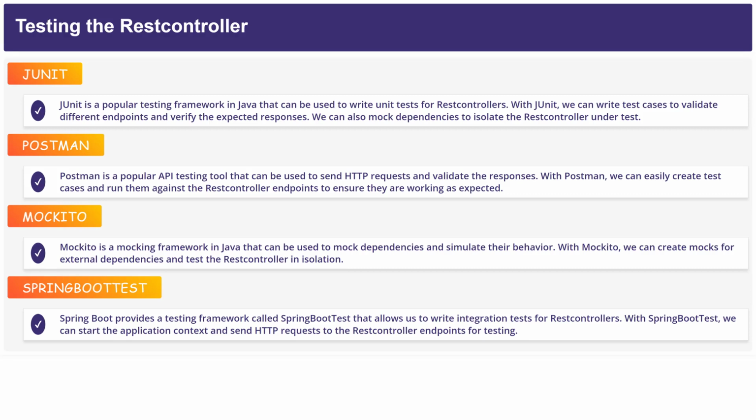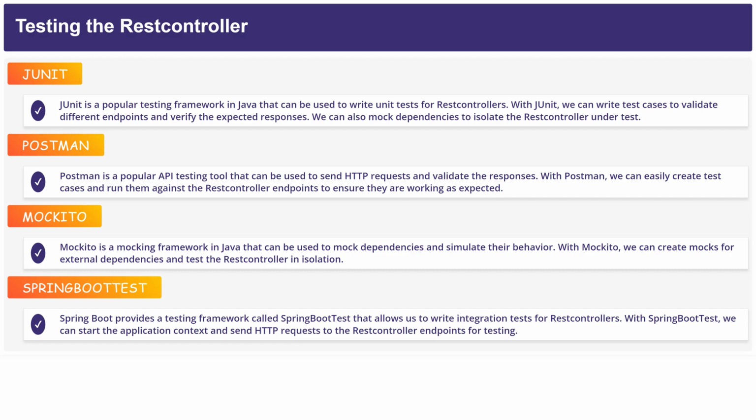It is a popular testing framework in Java that allows us to write unit tests for RestControllers. With JUnit, we can validate different endpoints and verify their responses. We can also mock dependencies to isolate the RestController under test. The next point is about Postman. It is an API testing tool that allows us to send HTTP requests and validate the responses. With Postman, we can easily create test cases and run them against the RestController endpoints.